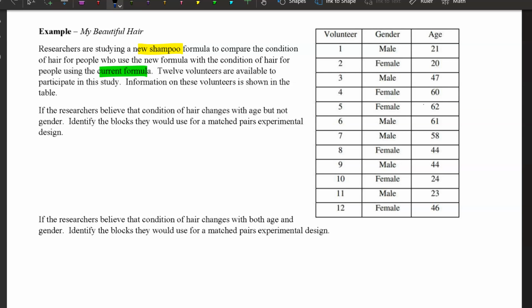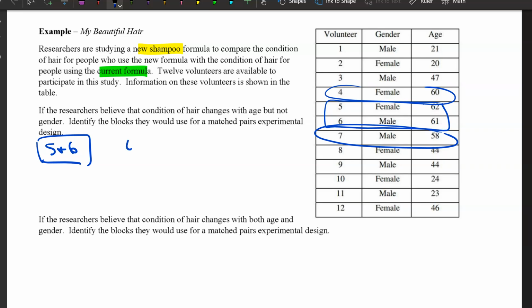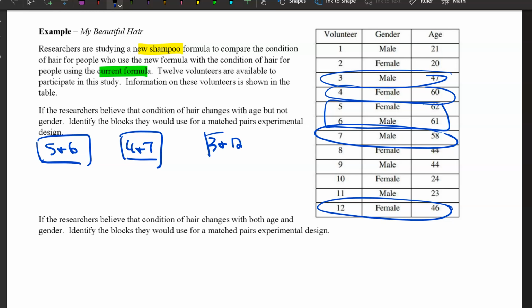So that means these two would be together because they're the two oldest. So one block would have 5 and 6. And then the next two oldest would be 4 and 7, because they're the next two oldest. And then what do we got? 40s. We got a 47 and a 46. So 3 and 12. We're just matching them as closely by age as you possibly can.